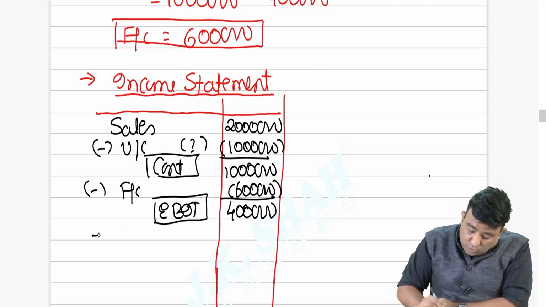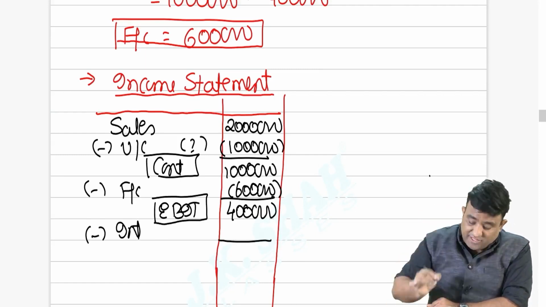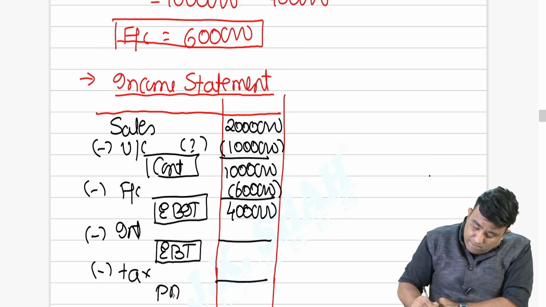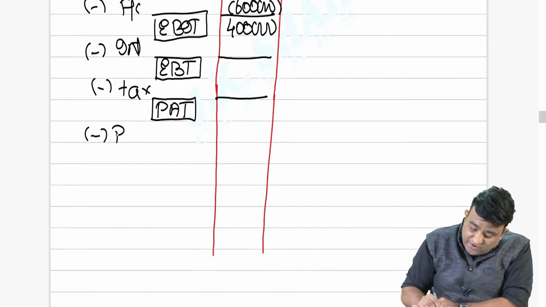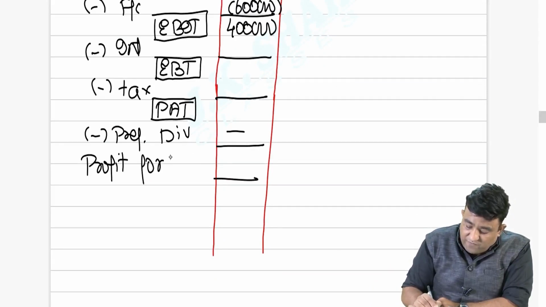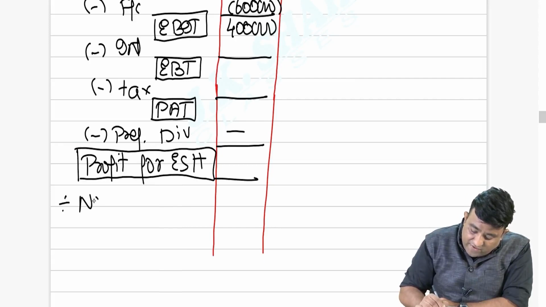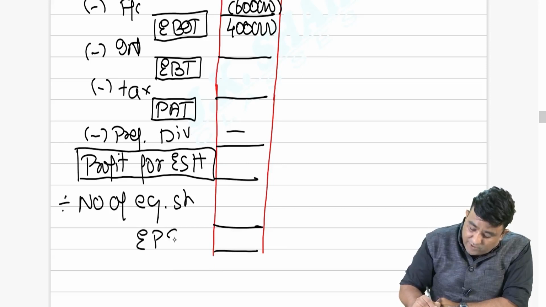EBIT is 4 lakh. Now the question arises, sir, where is the interest? 16% rate is given, but we don't have an interest amount because the debt capital is missing. Tax rate we have. PAT is obviously missing. Preference dividend they have said is dash. So I can easily calculate the balancing figure as profit for equity shareholders. Yes, no? I can divide by the number of equity shares, and that will give me earning per share.